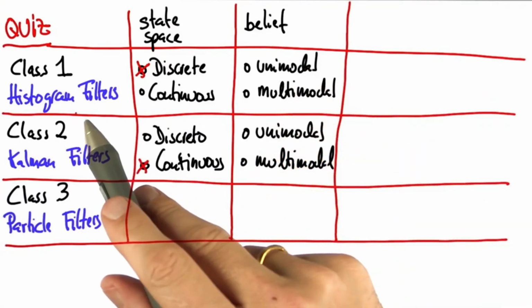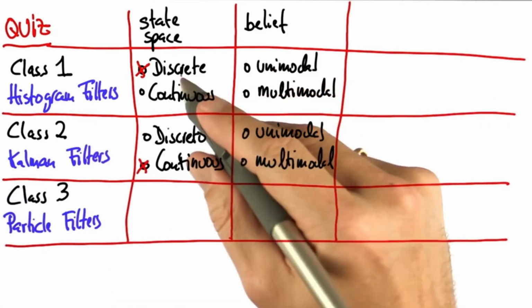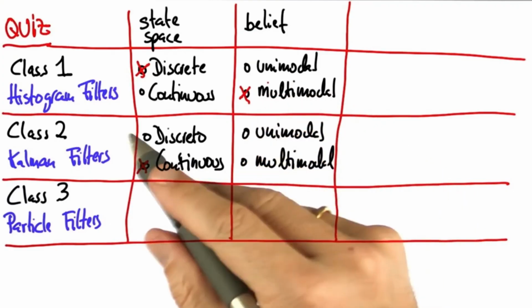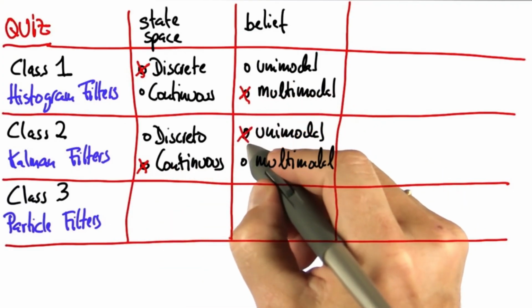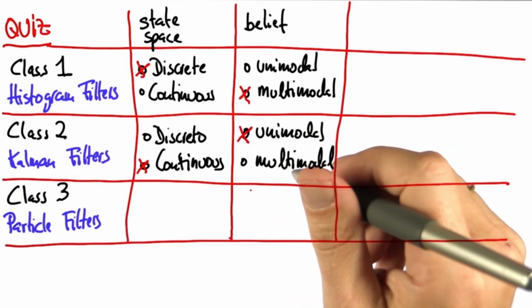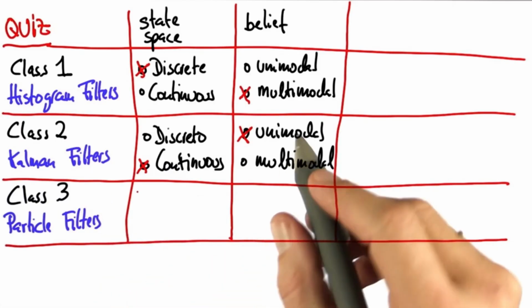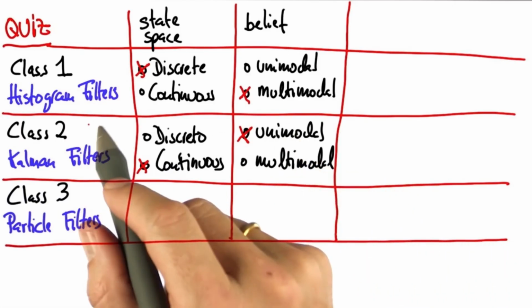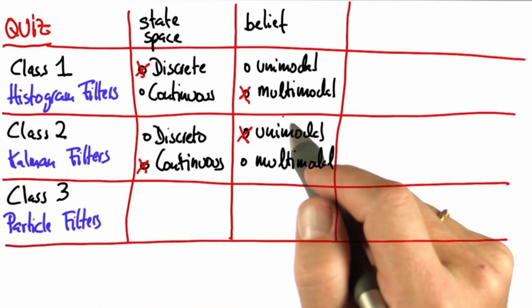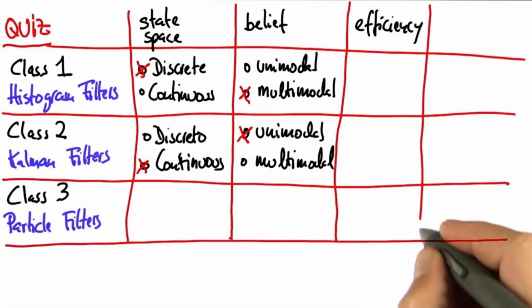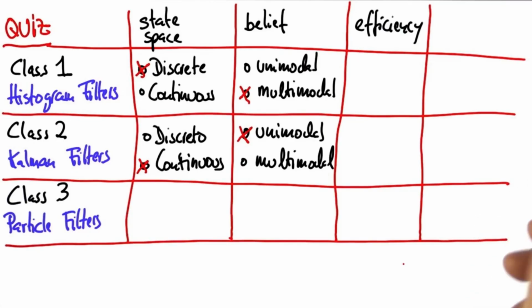And here the histogram filter scores better. Even though it was discrete, it was able to represent multiple bumps, which the Kalman filter couldn't, so it's unimodal. If you forgot this, go back to the past class and look at this. The Kalman filter was a single Gaussian, which is by definition unimodal, whereas a histogram filter can have bumps over arbitrary grid cells. The next question I didn't need to dwell on in the class, but I think it's important.